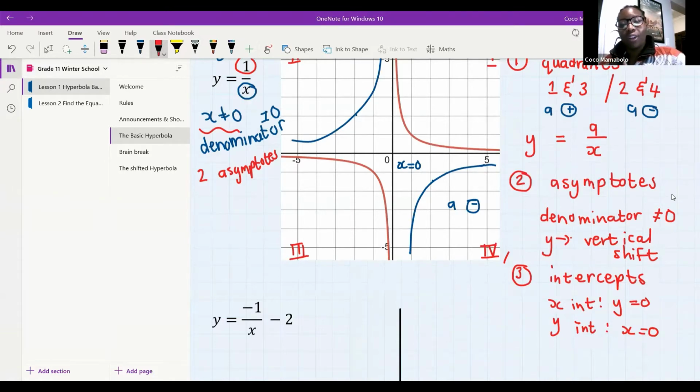So for now, I just want you guys to remember these 3 things. We're looking for the quadrants, where a is either positive or negative, the asymptotes, where our denominator cannot be 0, and where our y has a vertical shift. And number 3, our intercept, our x-intercept and our y-intercept.